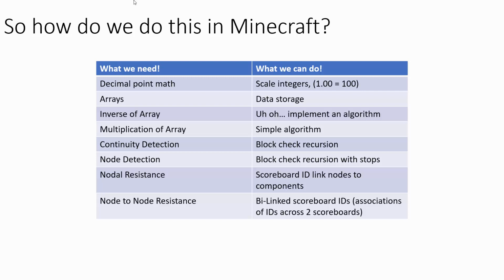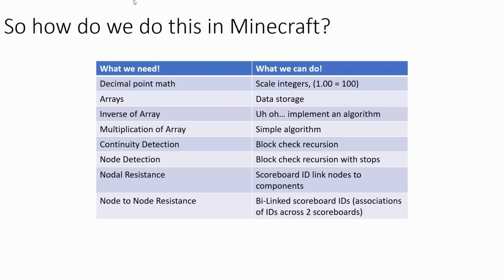So first off, what do we need and what can we do for it? Decimal point math, we don't have it. So what are we going to do? We're going to use scaled integers. So 1.00 is equal to 100. And we just have to make sure that we do proper multiplication and division of tens places so that all of the zeros don't accumulate and keep getting bigger, and you're all of a sudden like, why do I have 100 million? So you have to keep track of that.